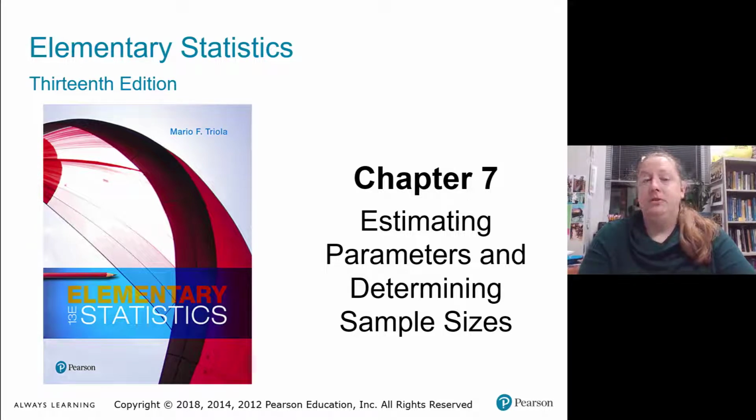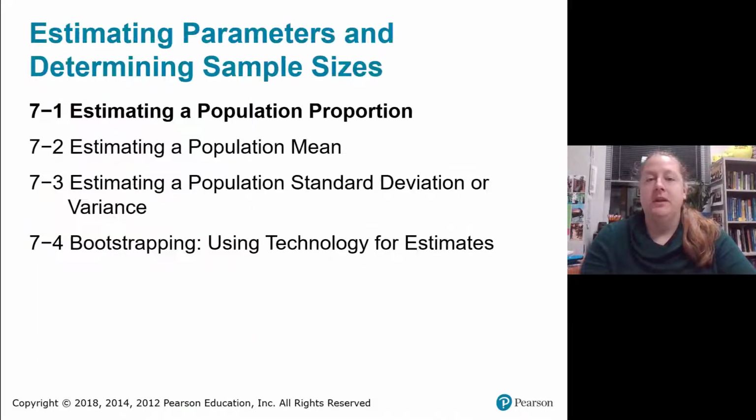Now that we know what the normal distribution is and how to use it, and we understand the concept of sampling distributions, we're ready to start estimating parameters and determining the sample sizes that we need in order to estimate those parameters. So we're going to start today by talking about estimating a population proportion.